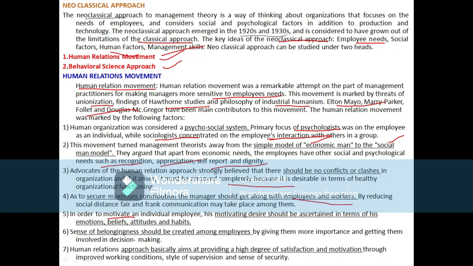Okay, then the human relations approach basically aims at providing a high degree of satisfaction and motivation. How can an organization increase this high degree of satisfaction and motivation? By providing good working conditions, fair remunerations and a good style of supervision. A sense of security should also be given to them, that their job will not go anywhere. So these are the factors.